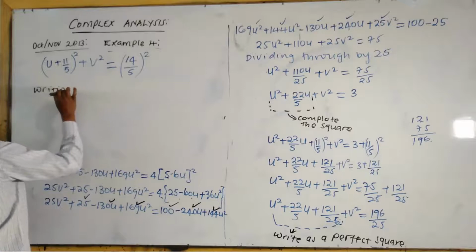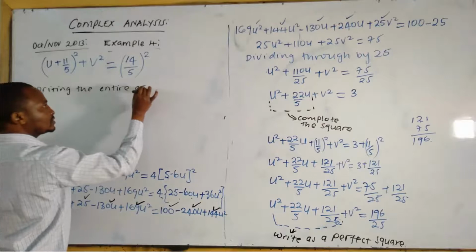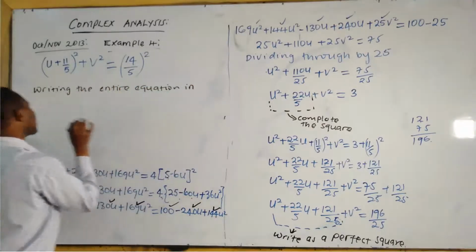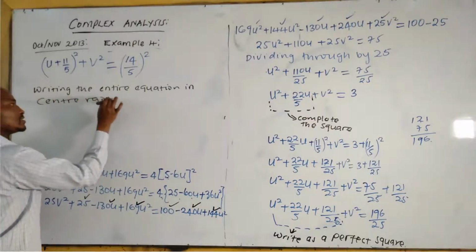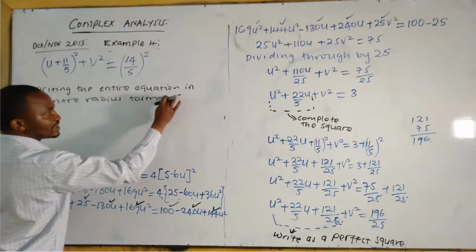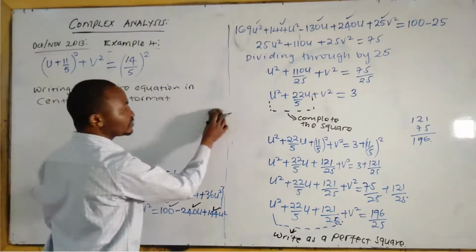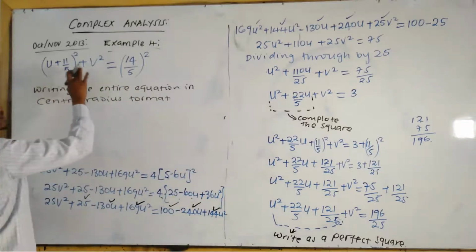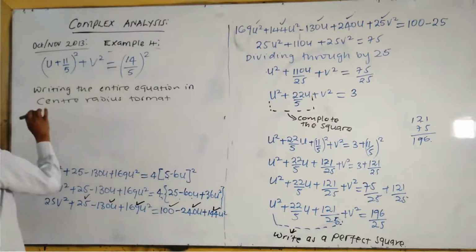Writing the entire equation in center-radius format. Although this is not necessary in an exam, I'm only trying to explain, maybe for somebody who has not watched the first 3 videos. Alright, this is already in center-radius format. I want to make this one appear better for you.